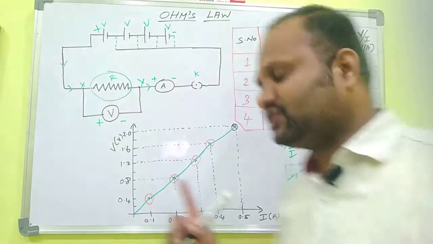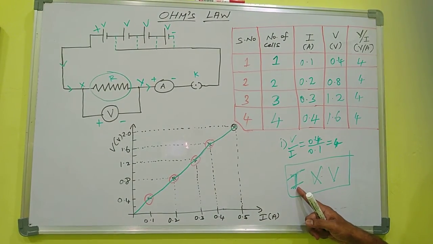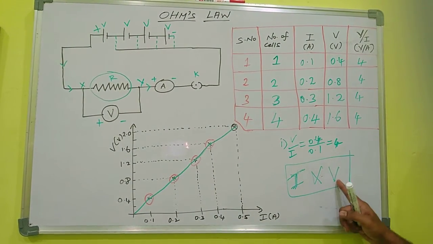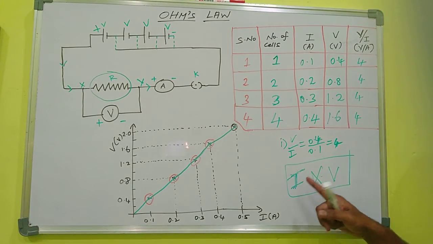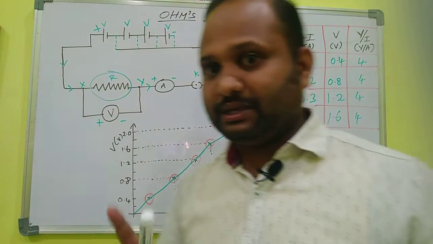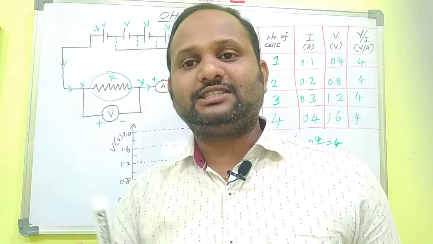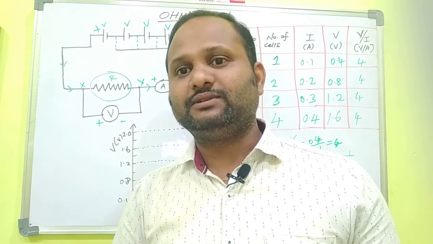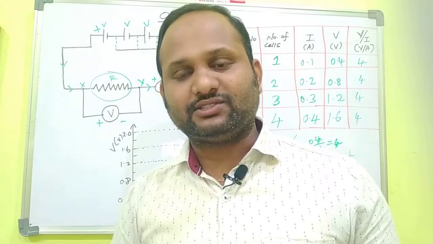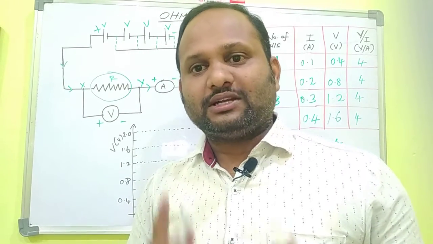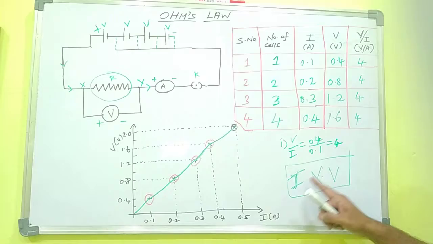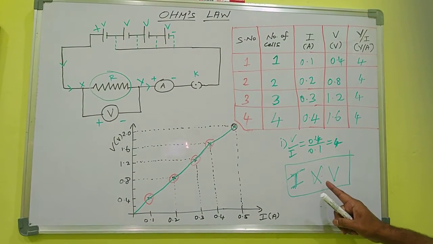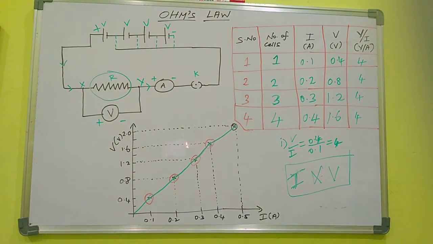If we increase the potential difference, the current also increases. If we decrease the potential difference, the current also decreases, but the temperature should be constant. If we change the temperature, Ohm's law may be invalid, which you will study in higher classes. So at a constant temperature, this rule will be obeyed. This is known as Ohm's law.